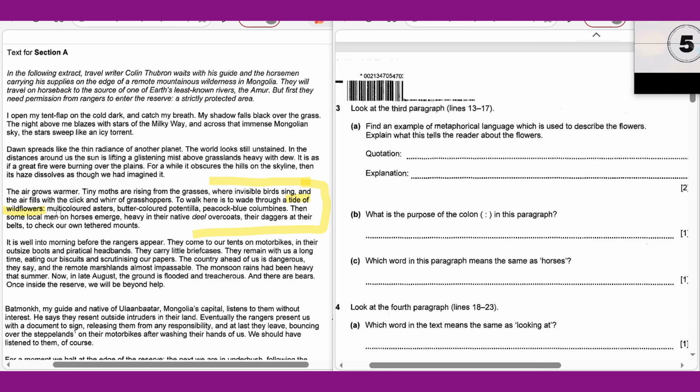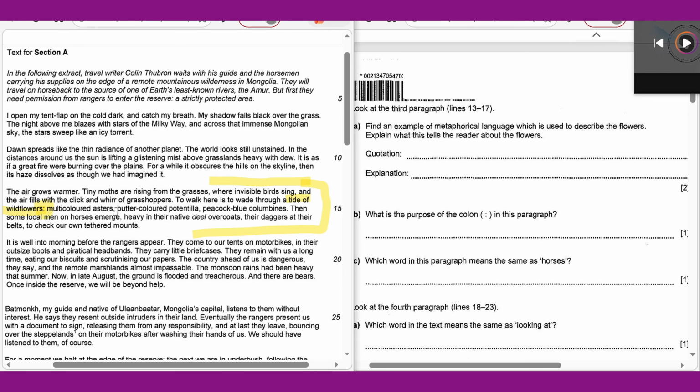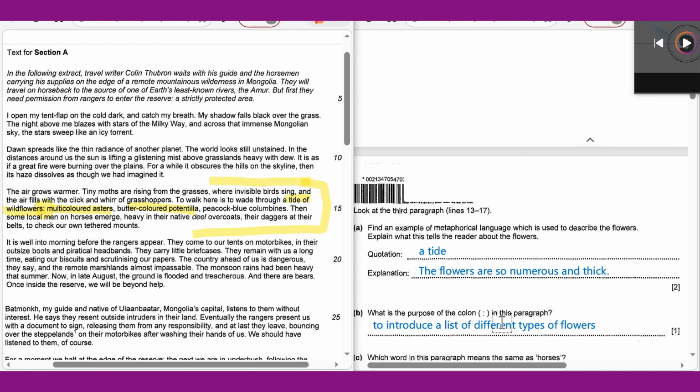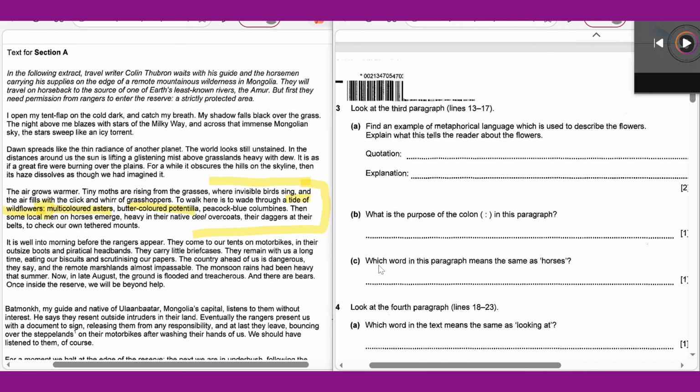Find where the colon is. Okay, I suppose you know the answer. Let's check it out. So, to introduce a list of different types of flowers. As we can see here, after the colon is multicolor asters, buttercolor potentilla, peacock blue columbine. So these are the list of different types of flowers. Let's move on. Well, 3C, still from the same paragraph, which word in this paragraph means the same as horses?